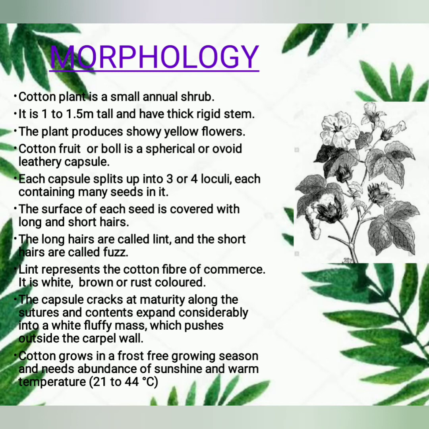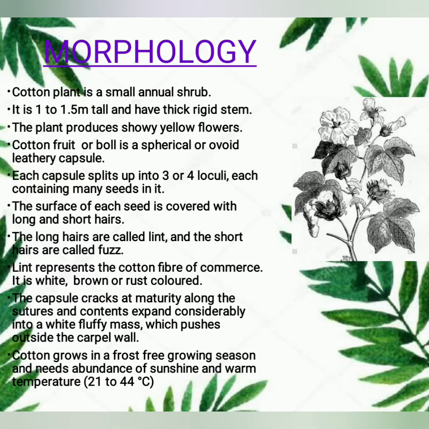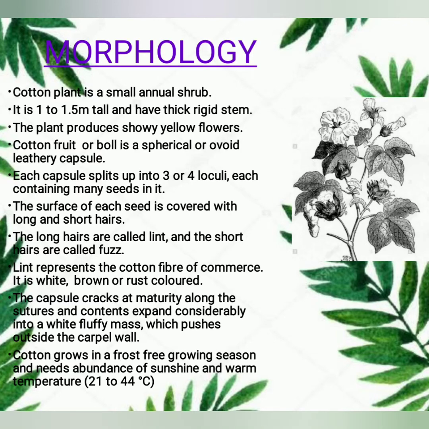Each capsule splits up into 3 or 4 loculi, each containing many seeds in it. The surface of each seed is covered with long and short hairs. The long hairs are called lint and the short hairs are called fuzz. Lint represents the cotton fiber of commerce. It is white, brown or rust colored.